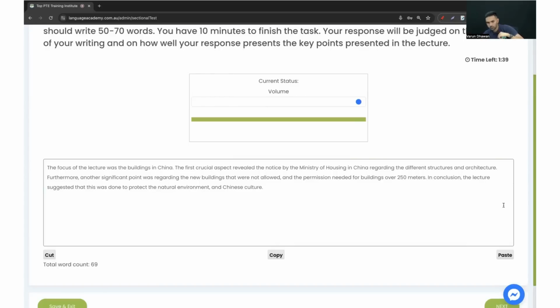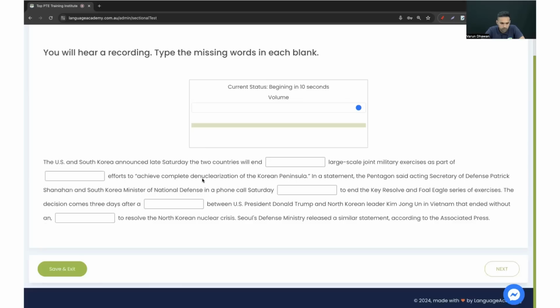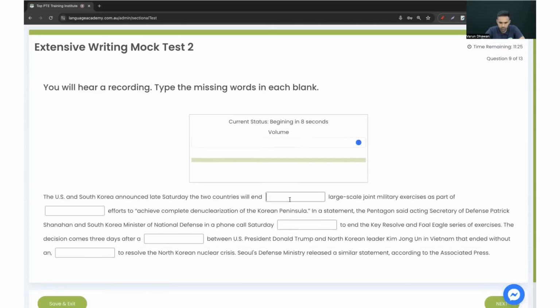I think we are good. Let's move on. You have to get ready for listening, fill in the blanks. Yep, we only have one summarized spoken text.